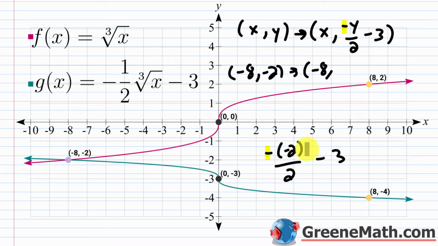So the negative of -2, that's +2. So this becomes +2 over 2 minus 3. And this is 1 minus 3, which ends up being -2. That's why you get that (-8, -2). So that is going to be no change in that particular case.